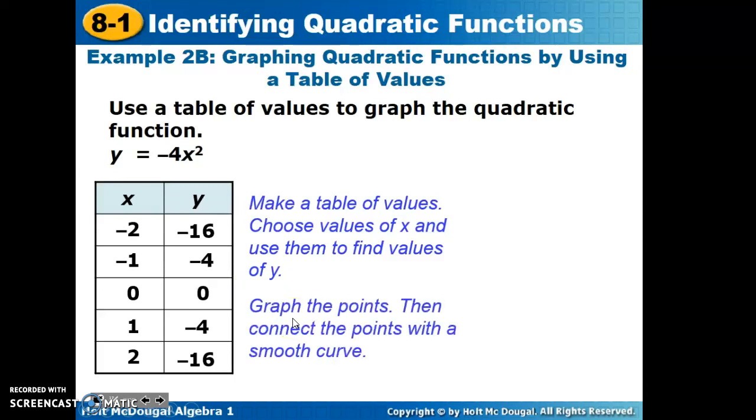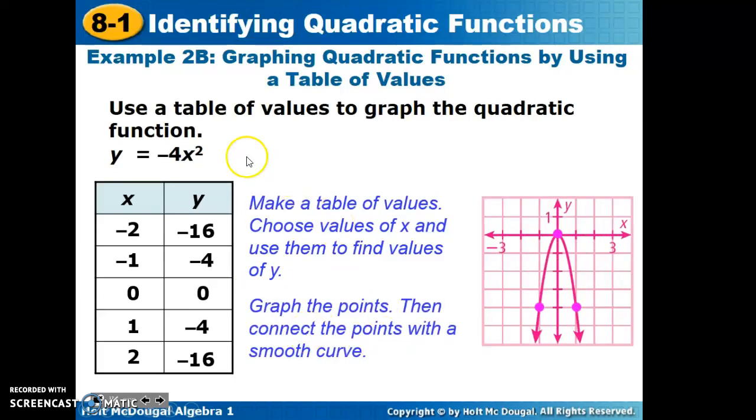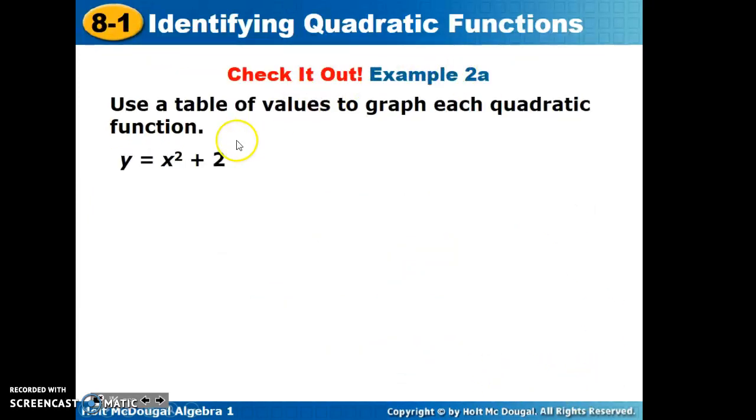Plugging those in, graphing the points, we can see this time that we have a parabola opening downward, and we might be able to draw some conclusion right here from the form of our equation. We can see that we have a negative leading coefficient, and that is every time going to give us a parabola opening down. You guys are going to do Check It Out example 2a. Use a table of values to graph each quadratic equation. Please stop the recording right here, finish your table, and create your graph, and then compare it.